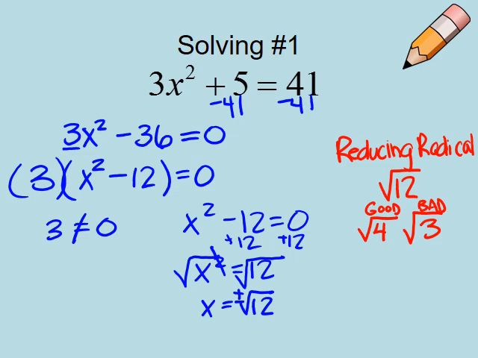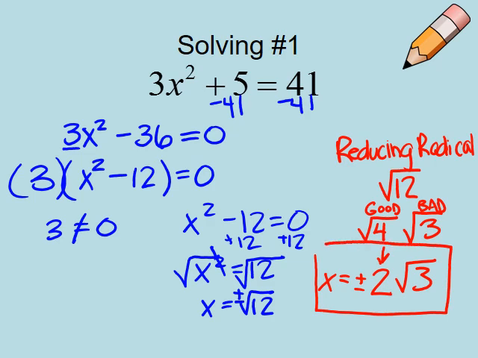Take your good root and simplify it. The square root of 4 simplifies down to just 2. The bad root doesn't reduce or simplify, so it stays square root of 3. And as always, don't forget to carry over that plus minus. So every radical, you need to check and see, does it reduce?